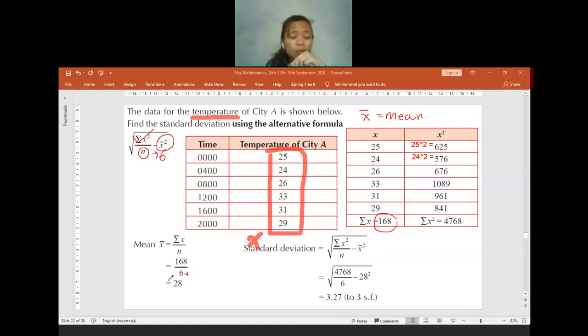Is there anyone having any confusion to find the mean? Is there anyone have any difficulties to find the mean?